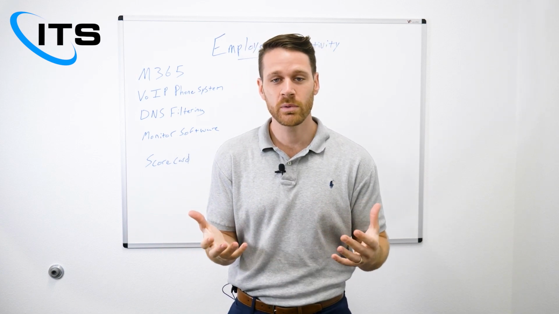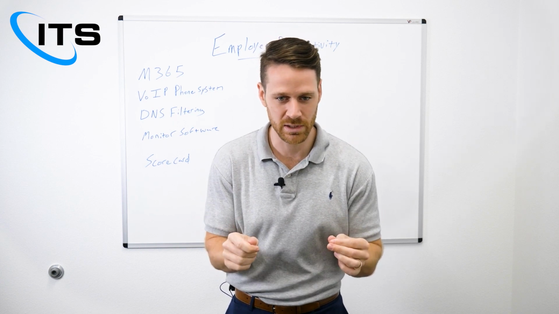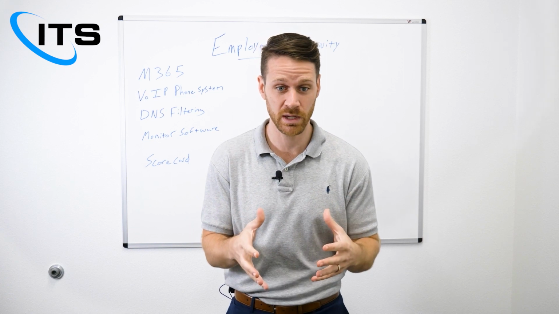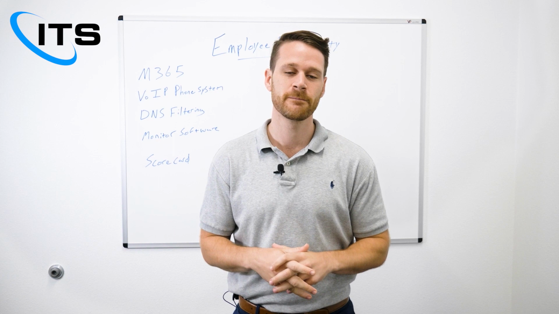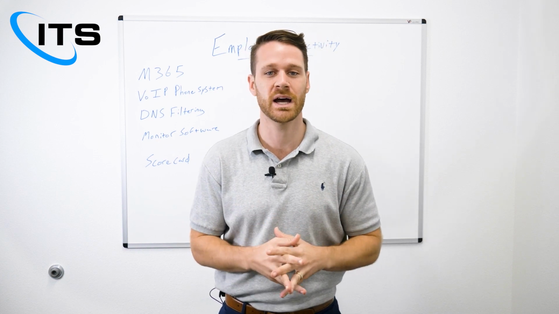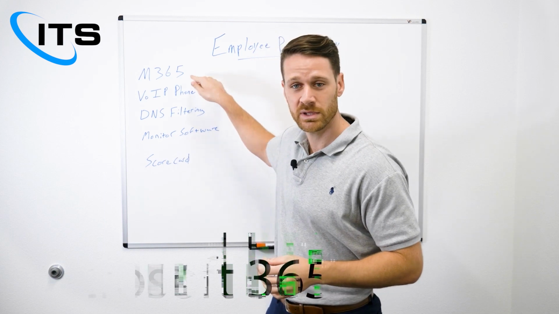And there are quite a few ways to do this that aren't exact, they don't have to be micromanaging. There are some ways to really micromanage, and then there's ways just to be like, hey, I just need to check on the status of things. So we're going to go over a few of those items today. So let's start with the top one, and that is Microsoft 365.